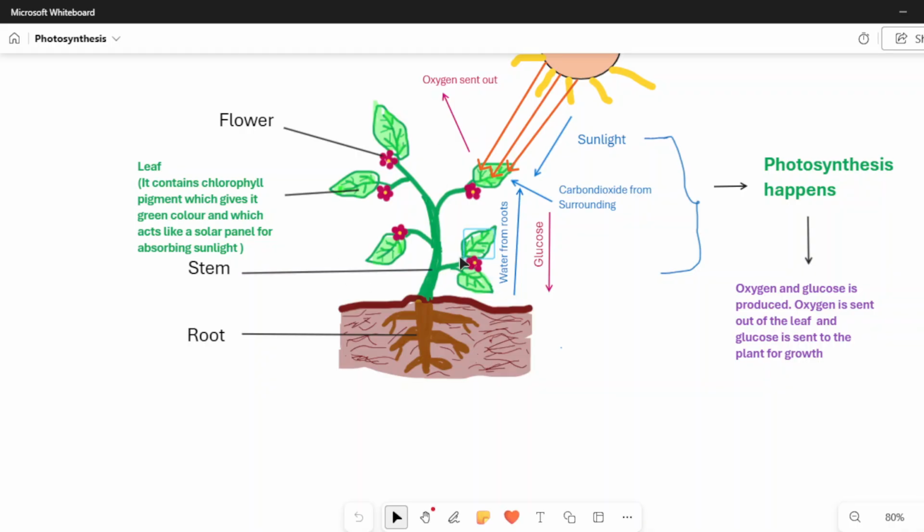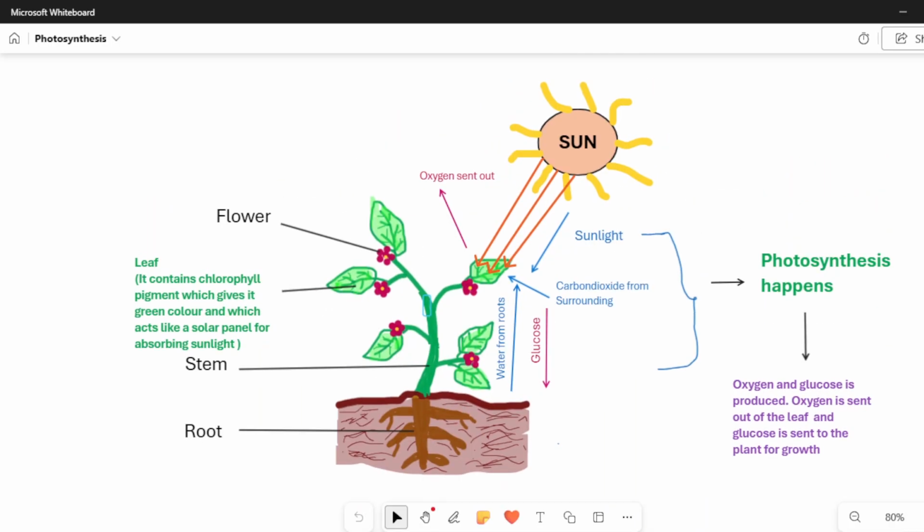Now we will go further up. From these petioles, phloem, it enters the stem of the plant, then it enters the root and supplies glucose to the entire plant. So this is how photosynthesis happens, right from the macroscopic level to the microscopic level, and how it is sent back from the microscopic level to the macroscopic level. So hope you have understood this photosynthesis process.